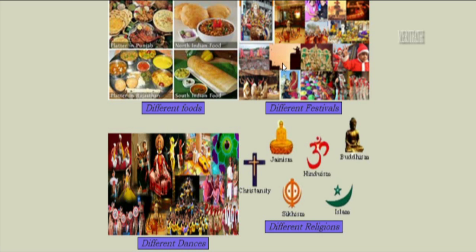And then different festivals are celebrated in India: Onam, Diwali, Dasara, Christmas, Ramzan, etc. And there are different religions in India: Jain, Hindu, Christian, Sikh, Islam, Buddhism, etc. And there are different forms of dance: Kathakali, Bharatnatyam, Manipuri, etc. This shows that there is a lot of diversity in India and there is also unity among this diversity.